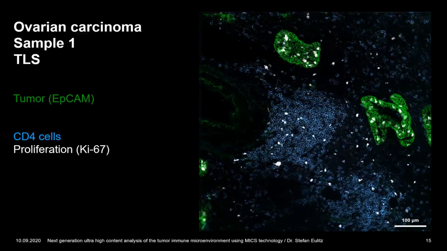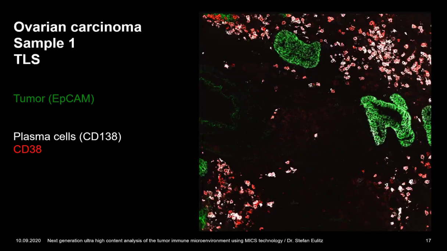Another cell type which is missing but expected in a TLS are plasma cells. So plasma cells we have here detected with CD138 in white and CD38 in red. We can see that we have some few plasma cells in the TLS, but many others have also infiltrated the tumor area. By the way, this seems to be associated with a better prognosis in ovarian cancer. So now we have already B cells, plasma cells, different types of T cells, but there's another cell type missing which is essential for the TLS. These are the dendritic cells.